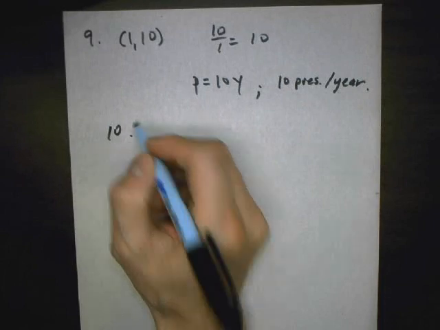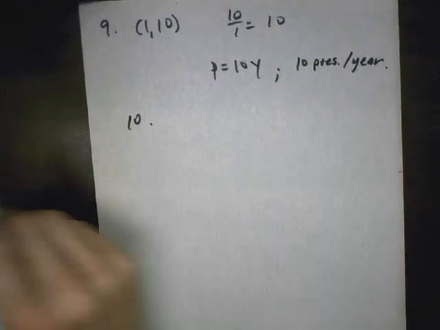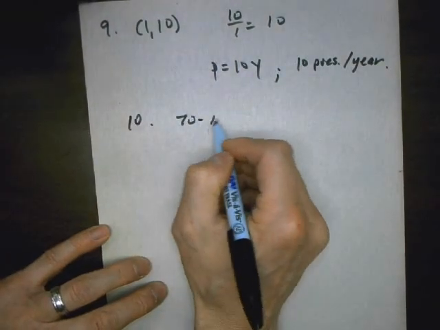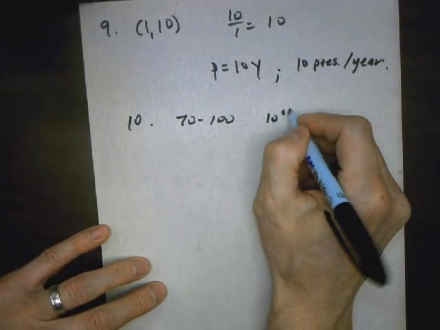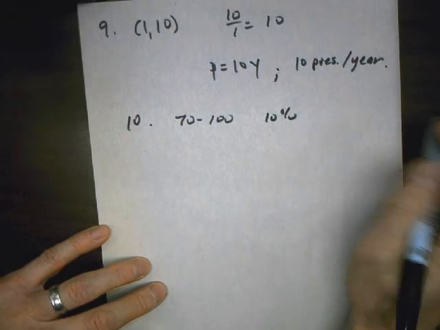Very good. Number 10. So number 10 says a family uses 70 to 100 gallons of water. 10% is for brushing teeth and whatnot. How much for 2 people?